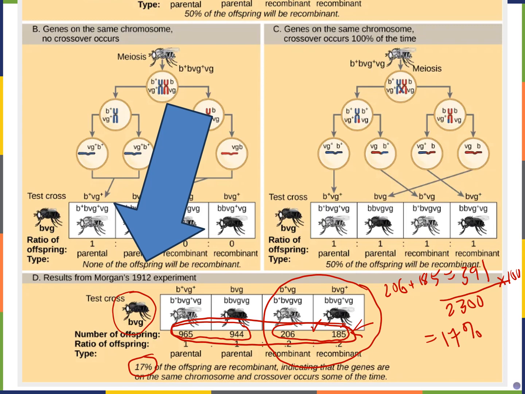That's lower than expected compared to here, where crossing over is always happening. So what this tells me is that the 2 genes are on the same chromosome, but they're located closer together rather than further apart. They're only crossing over 17% of the time.